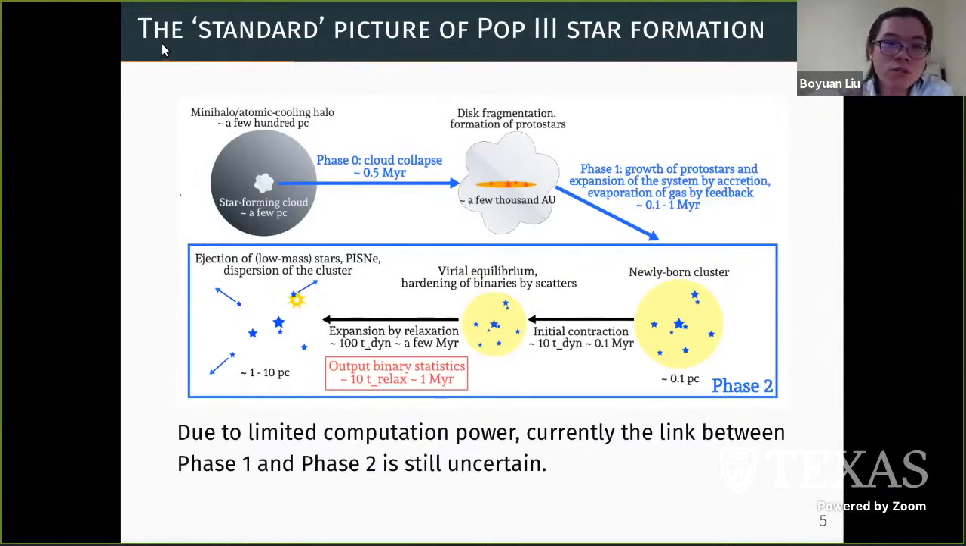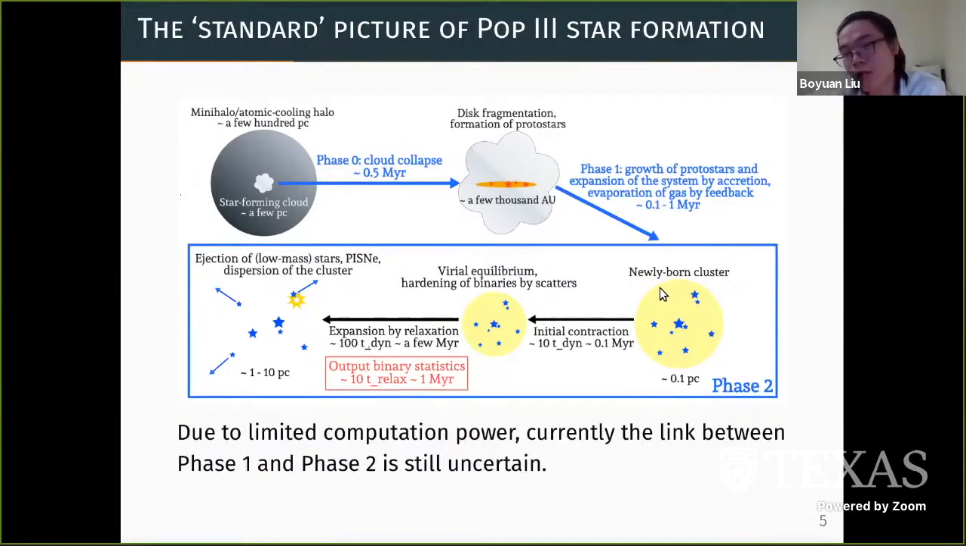Here, this plot shows the standard picture of Pop III star formation. At the beginning, we have a collapsing cloud. Then a protostellar disk is formed. In this disk, fragmentation and accretion onto protostars will continue until feedback shuts them down. I call this phase 1. Thereafter, we have a newly born cluster of Pop III stars, and then binaries of stars will further be formed by N-body dynamics in this cluster. I call this phase 2.